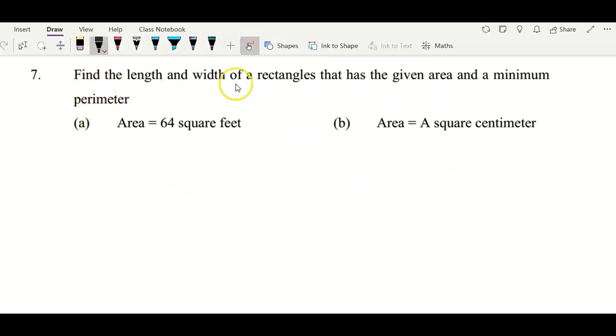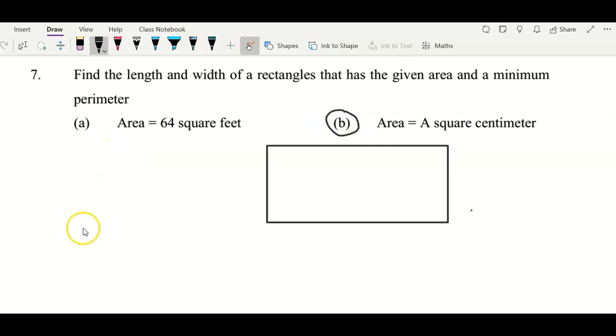Question 7. Find the length and width of a rectangle that has the given area and a minimum perimeter. For this question, I will show the solution for question B, and question A I'll leave for you as an exercise. First of all, you sketch a rectangle, and you denote the length of the rectangle as L and the width as W. Now we want to get a minimum perimeter, meaning that you need an expression for the perimeter.